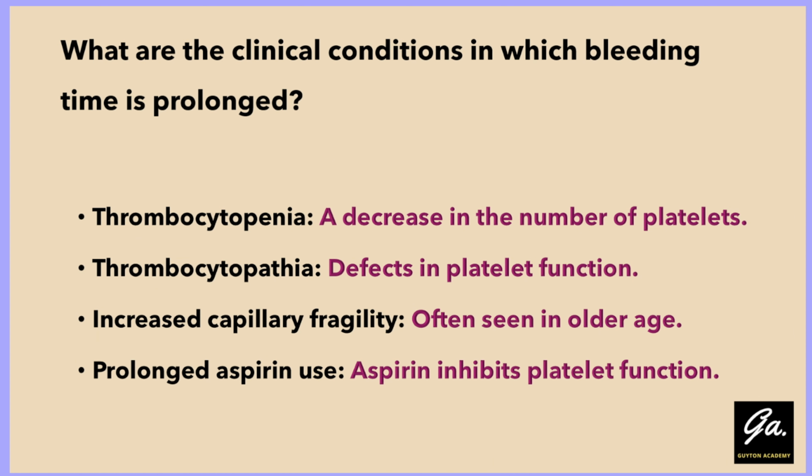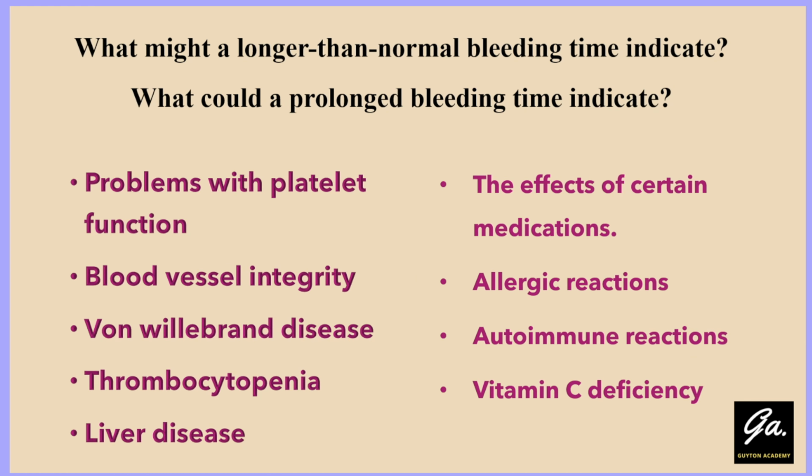What are the clinical conditions in which the bleeding time is prolonged? Like thrombocytopenia, a decrease in the number of platelets. Defect in the platelet function. Increased capillary fragility, often seen in older age or cancers. Prolonged aspirin use, as aspirin inhibits the platelet function. So these can be the conditions in which we find longer bleeding time or delayed bleeding time.